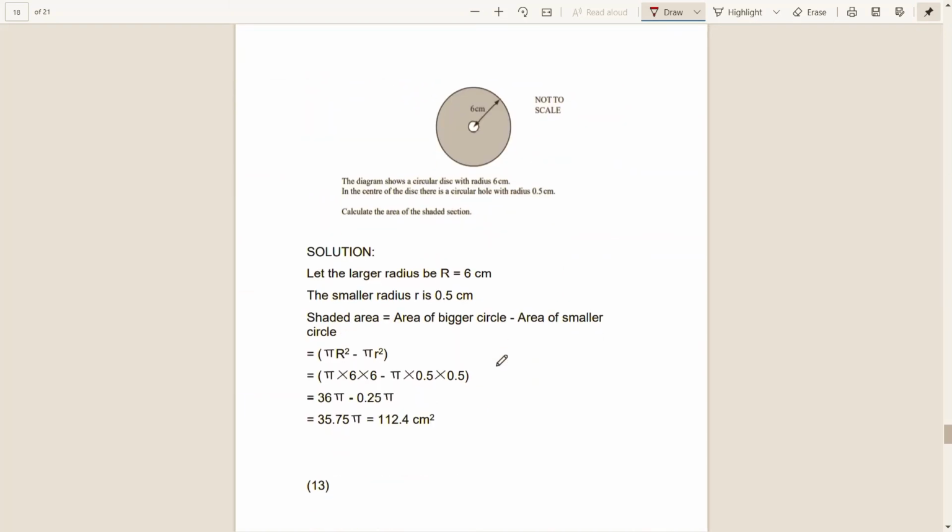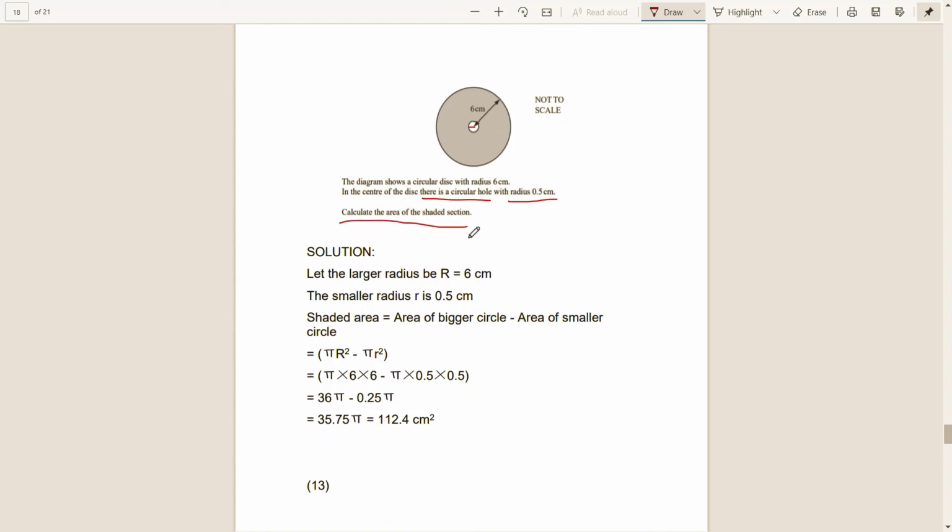Question number 12. This is a very important question because it comes in exams. Now, this is a circle. The diagram shows a circular disc. This is a disc with radius 6 centimeter, right? This is the center. In the center of the disc, right here, there is a circular hole, this white part with radius 0.5 centimeter. Just this. This length, which is marked red, is 0.5. This black is 6.